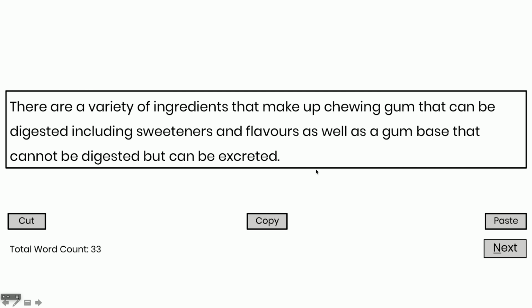This is the first draft of mine, and it's not bad. Let's take a look. It's 33 words. I wrote, there are a variety of ingredients that make up chewing gum that can be digested, including sweeteners and flavors, as well as a gum base that cannot be digested but can be excreted. It's pretty good. It's a good one.